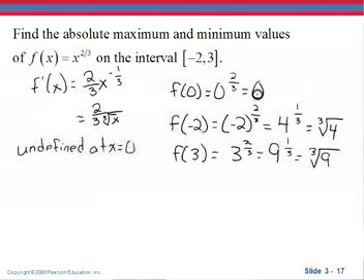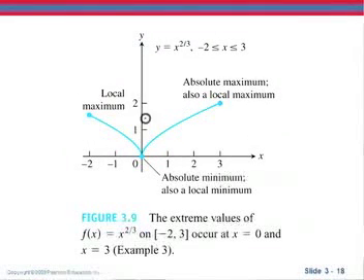Now obviously 0 is our minimum. Our maximum value, the cube root of 9, is bigger than the cube root of 4, so our maximum will occur at 3. And here's our picture. Our absolute minimum is here at 0, and it is undefined slope there, and you can see it's at a point. Our maximum is here at 3, and the y value is the cube root of 9.